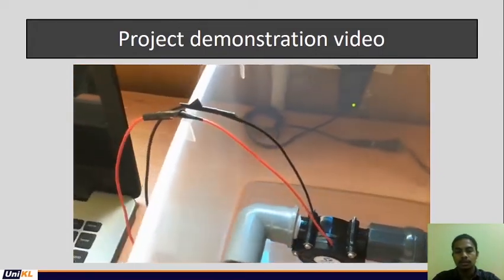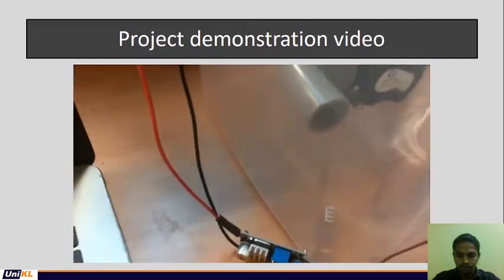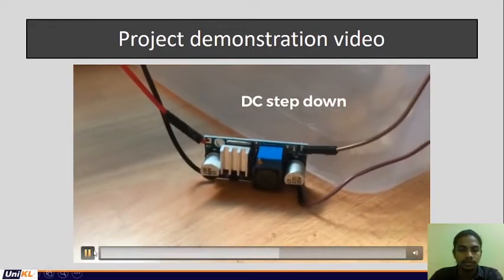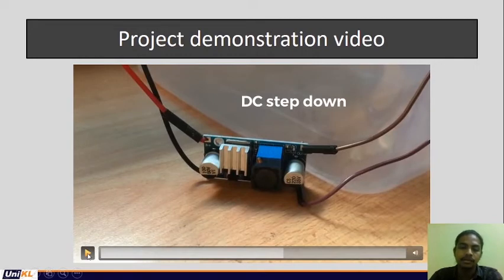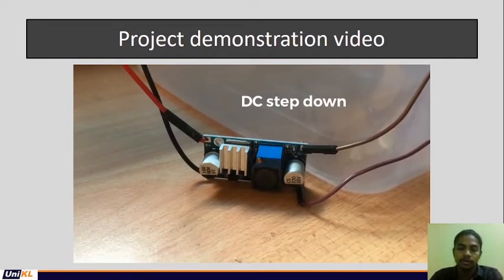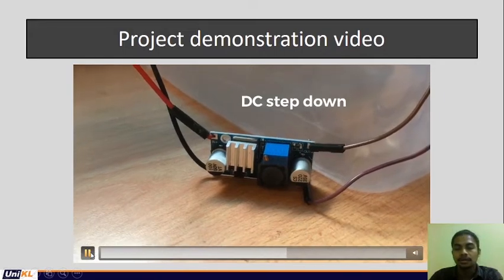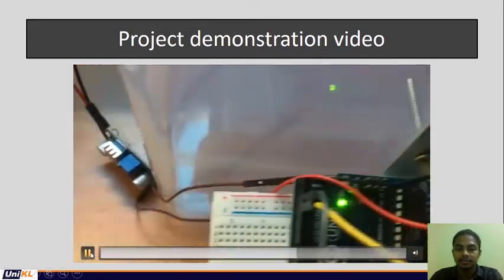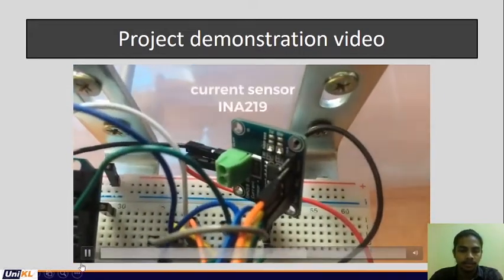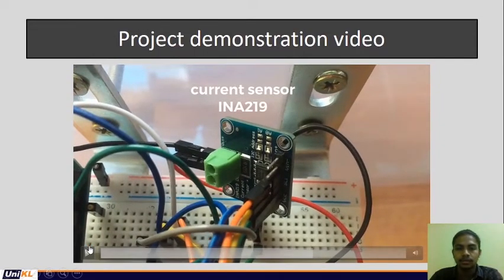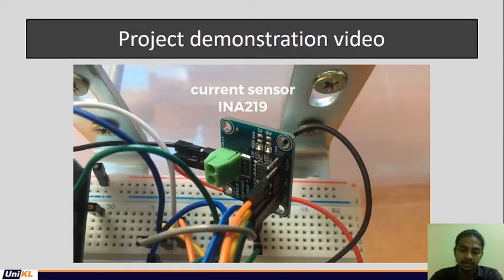The power generated will flow to, so this is the step down. We use it to regulate the voltage from 12 volt to 5 volt. This is because the current sensor only receives 5 volt. So here is the current sensor INA219 to sense the current.